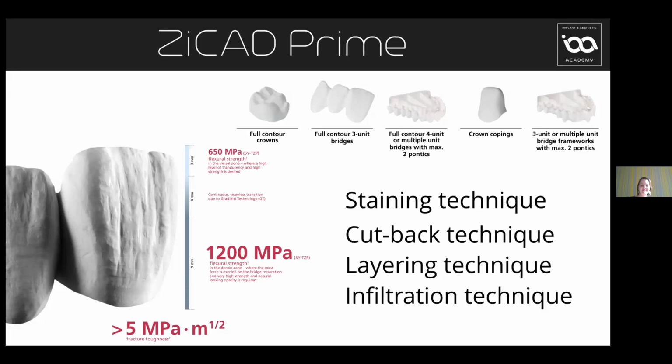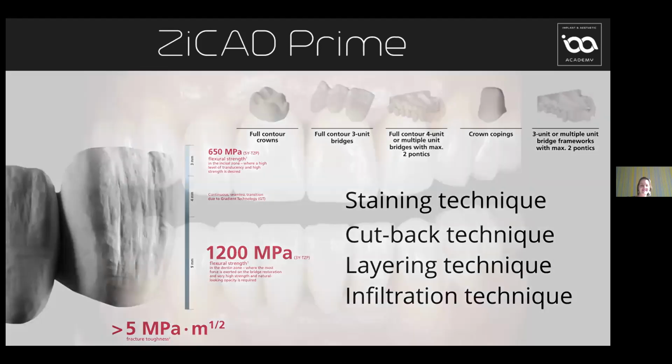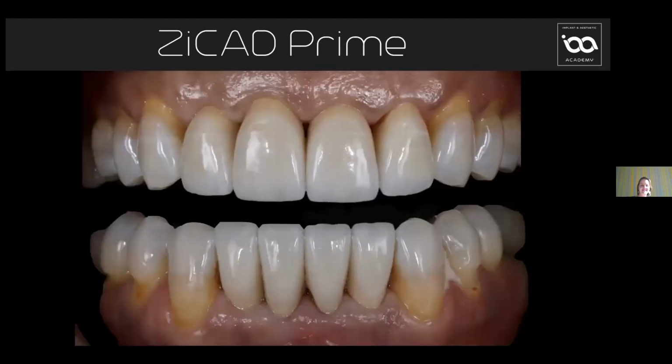In other words, we can use it in a monolithic way with just staining and glazing techniques. We can cut it back with micro-layering techniques, just on the incisal edges. Or we can use it as a coping and layer the complete coping, or use infiltration techniques. I can't get into the actual technical side versus staining and glazing, but it's really using it monolithic while infiltrating colors into the ceramic material. So that was the case that we finished, and if you look at the canines, you can see the aesthetic challenges we had in using a monolithic type restoration.